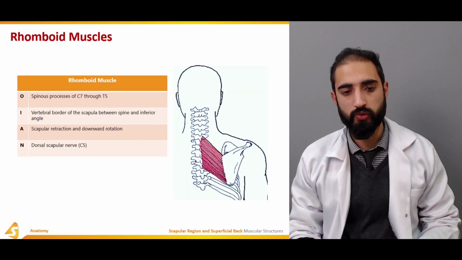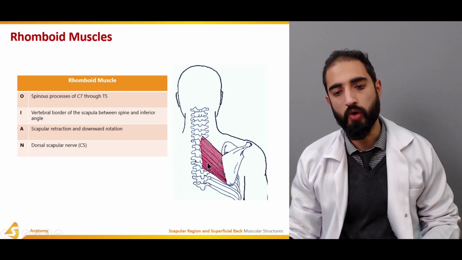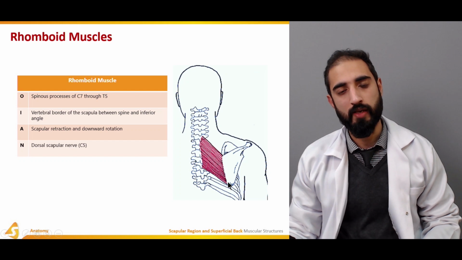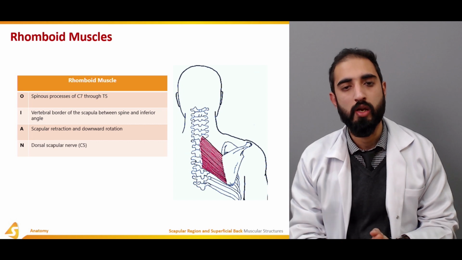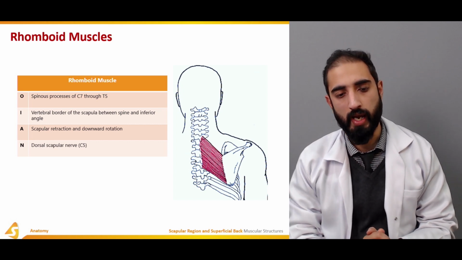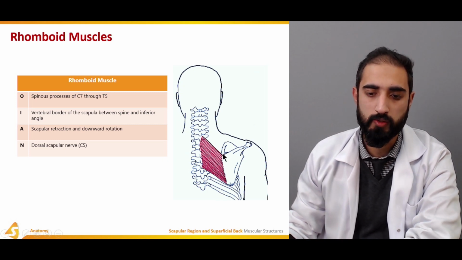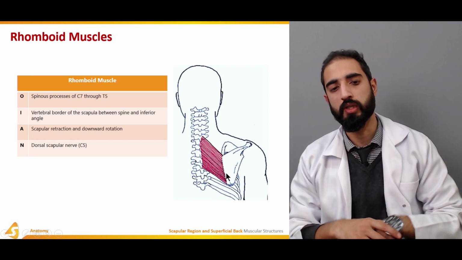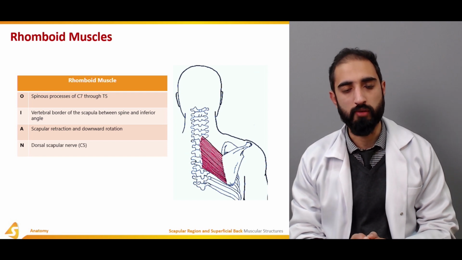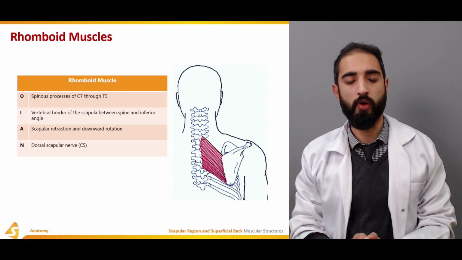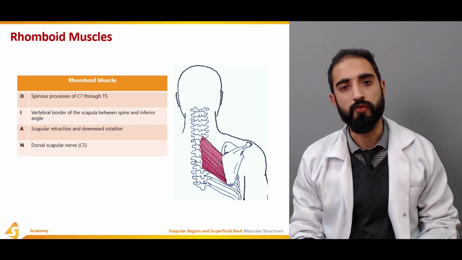So it attaches or inserts at the area between the superior angle and the spine of the scapula. Talking about the rhomboid muscles, so there are two types, the rhomboid major and the rhomboid minor, and collectively we have the origin from the spinous processes of the 7th cervical vertebra to the 5th thoracic vertebra, and the insertion is in the medial or the vertebral border of the scapula between spine and inferior angle. So between spine and inferior angle is the attachment site for the rhomboids, and between spine and the superior angle is the attachment site for the levator scapulae. Moreover, scapular retraction and downward rotation is the function of the rhomboid muscles, and it is supplied by the dorsal scapular nerve, which has the root value of C5.